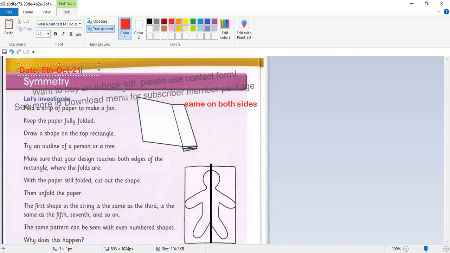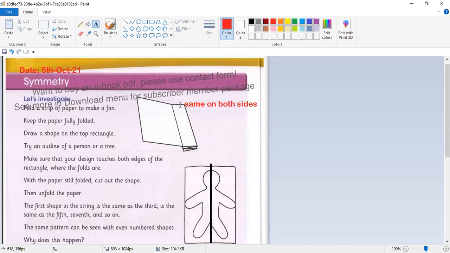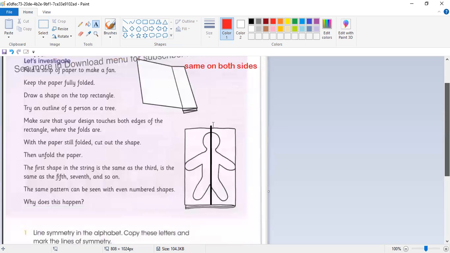Today we're going to learn about symmetry. So what is the definition of symmetry? Symmetry means that if you cut something, it has the same on both sides. For example, I gave you the first example in these pictures. Look at this figure. If you draw a straight line and both sides are the same, this is called symmetry.